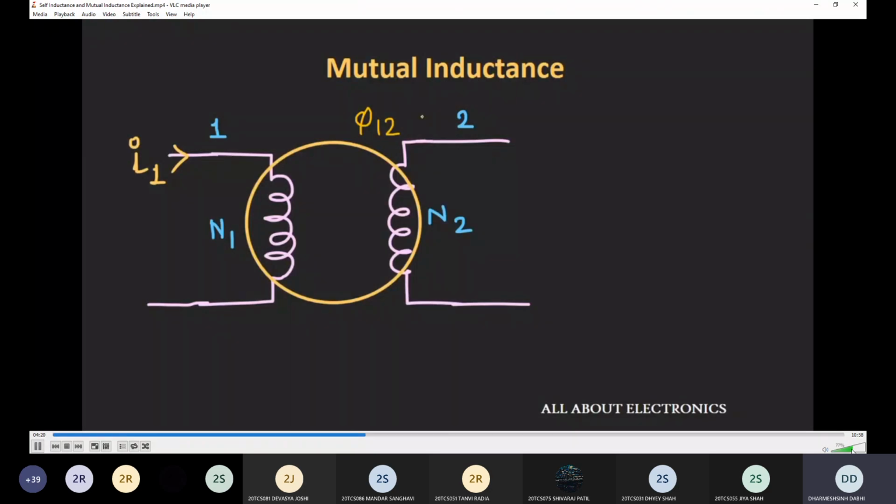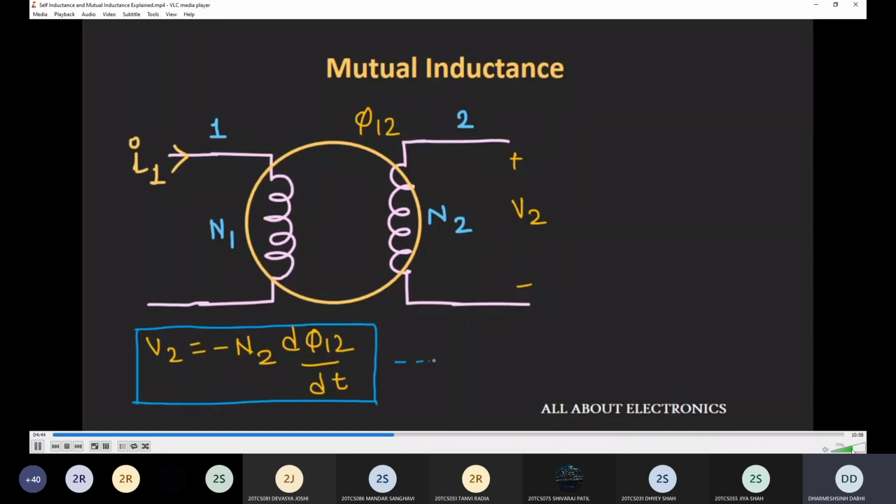So because of that, the flux that is linked with this coil number 2 will also be time varying. So this time varying magnetic field will generate a voltage in this coil number 2, and let us say that is V2. So according to Faraday's law, we can write V2 is equal to minus N2 dφ12 divided by dt, where N2 is the number of turns in this coil number 2. Let us say this is equation number 3.